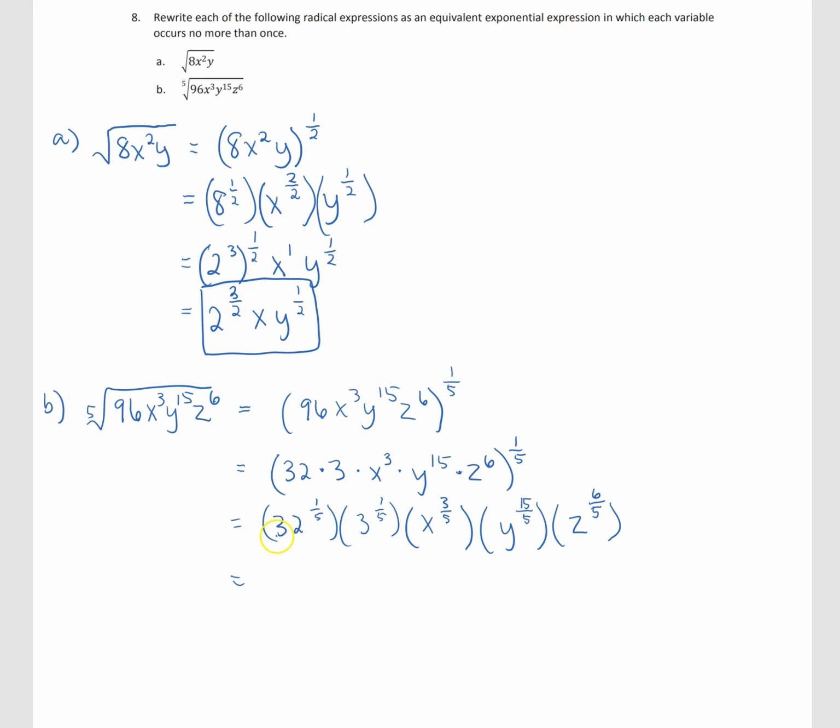So the 5th root of 32 is 2. So 2 to the power of 5 would be 32. So this can simplify to 2. And 3 to the power of 1/5, we can't simplify that anymore, so we'll leave it as is. X to the power of 3/5, again, we can't simplify that any. But y to the power of 15 over 5, 15 divided by 5 is 3, so this simplifies to y to the power of 3. And this last term, leave it as z to the power of 6 over 5.